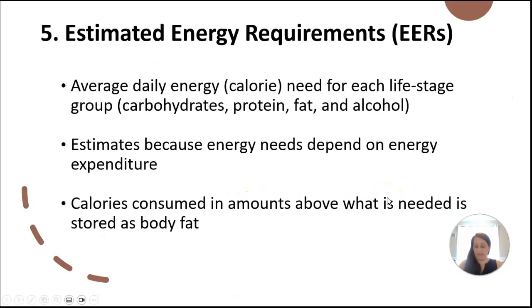Okay. And lastly, our fifth DRI, estimated energy requirements. So these are the EERs. Again, lots of little acronyms here. Estimated energy requirements are the average daily energy needs. So calories, how many calories do you need for each life group? So this is going to include, again, carbohydrates, proteins, fats, and alcohol. All contribute to your total calorie need.